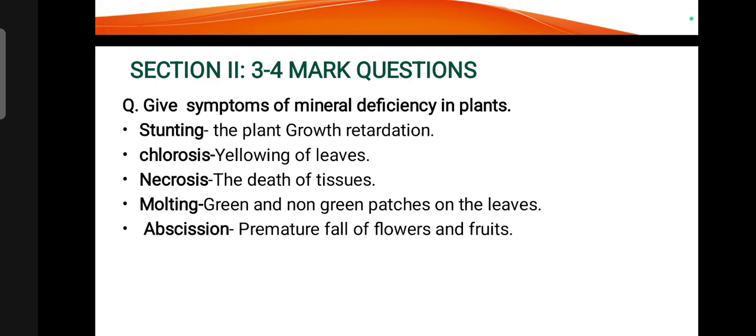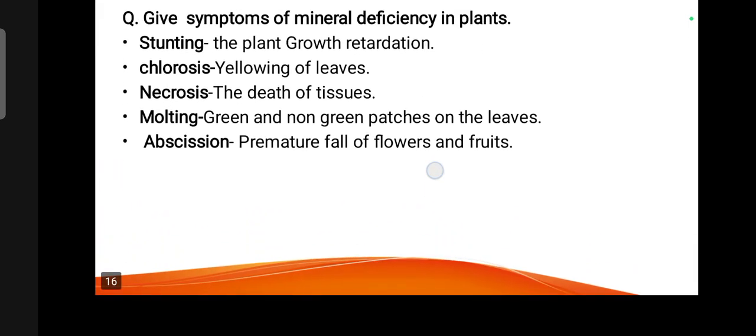Give symptoms of mineral deficiency in plants. Stunting, where plant growth is retarded. Chlorosis, yellowing of leaves. Necrosis, the death of tissues. Mottling, green and non-green patches on the leaves. Abscission, premature fall of flowers and fruits.